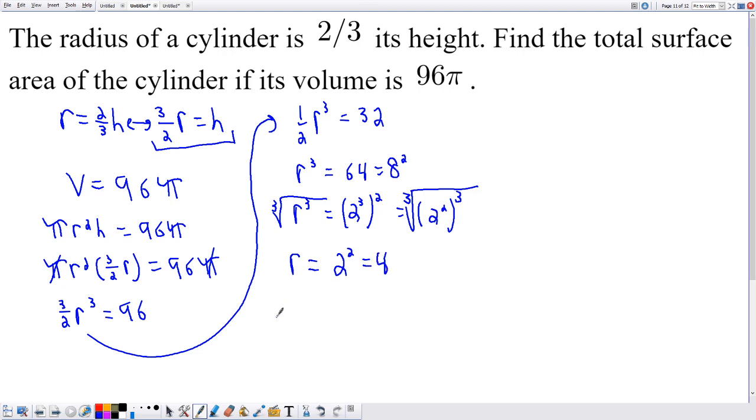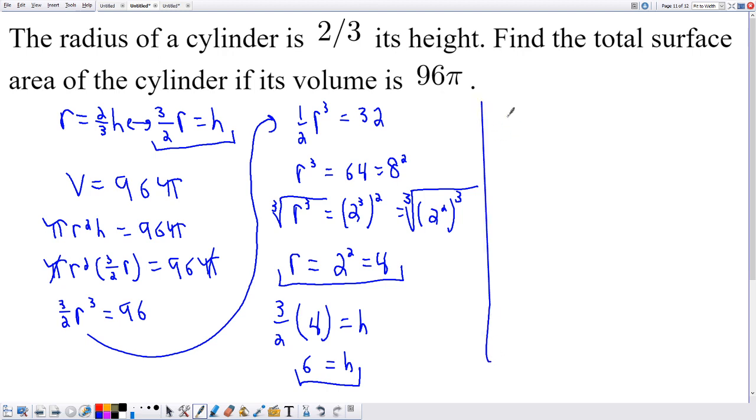Plugging that into our formula, we can solve for height. So 3/2 of the radius, which is 4, is equal to height. Now, 4 divided by 2 is 2 times 3 is 6, so we end up getting that our height is equal to 6. So we know what the radius is, we know what the height is. Now we should be able to find the total surface area.